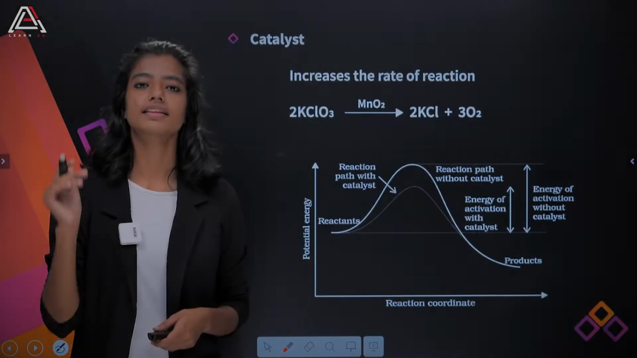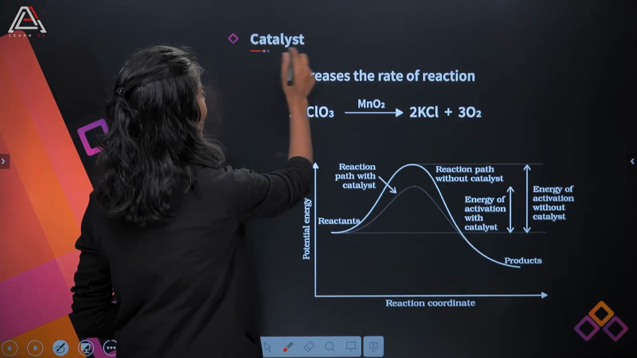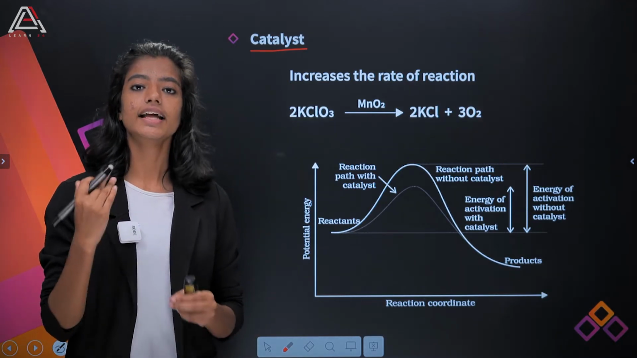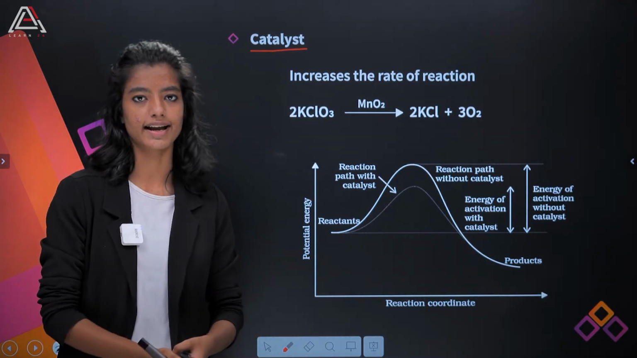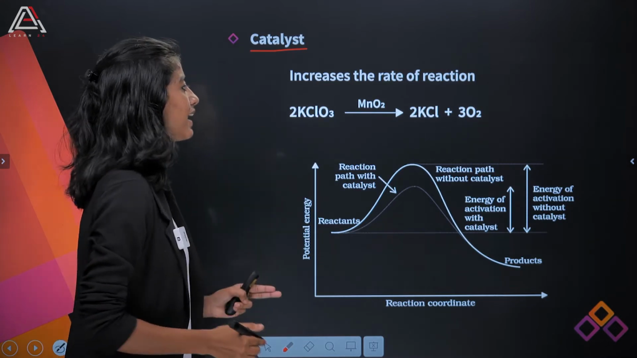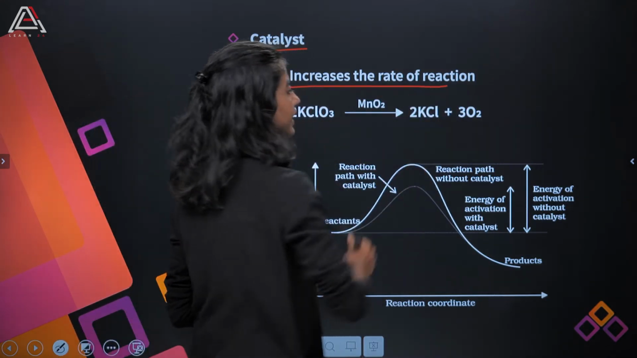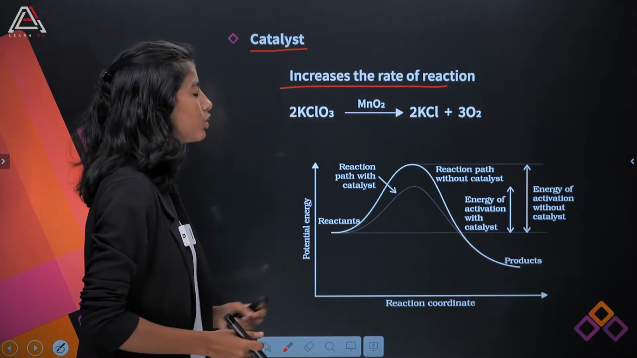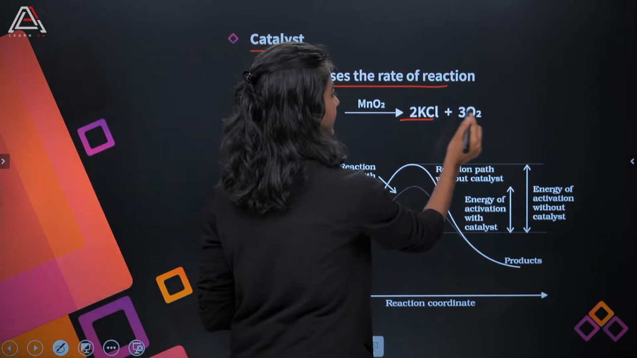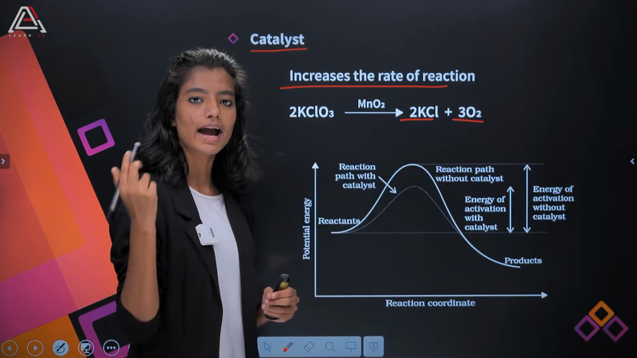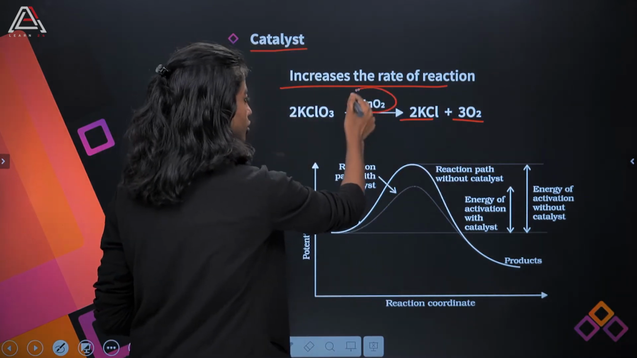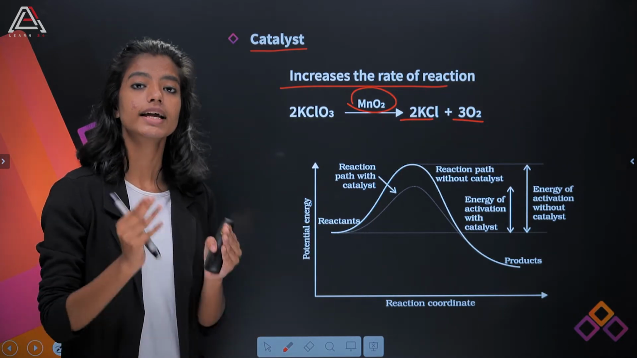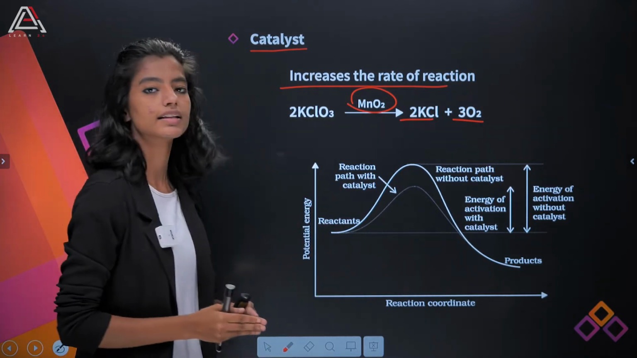Clear? The next factor will be the catalyst. As we already know, on adding the catalyst, the speed of a chemical reaction increases. So by adding this catalyst, it increases the rate of a chemical reaction. For example, I have 2 KClO3 which will give 2 KCl and 3O2. By adding a catalyst MnO2, it will speed up the reaction. So the rate of a chemical reaction increases while adding the catalyst.